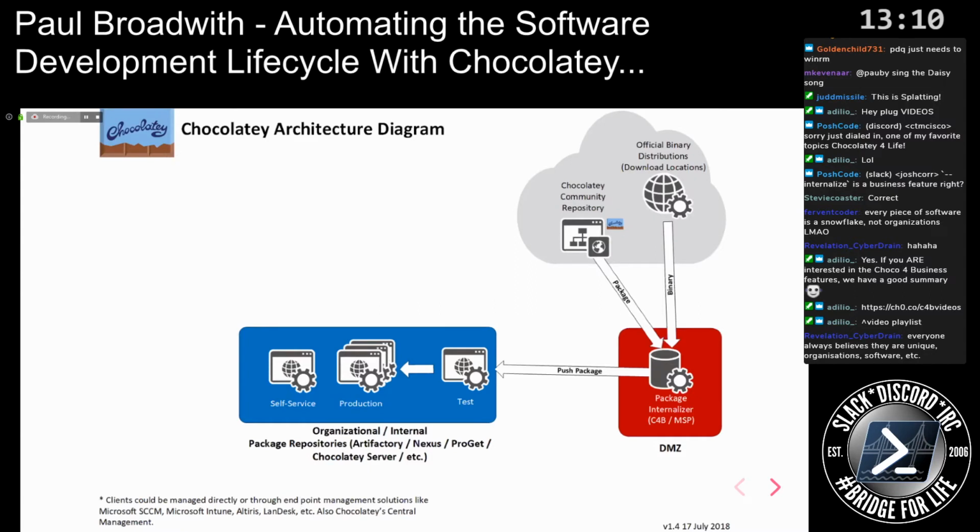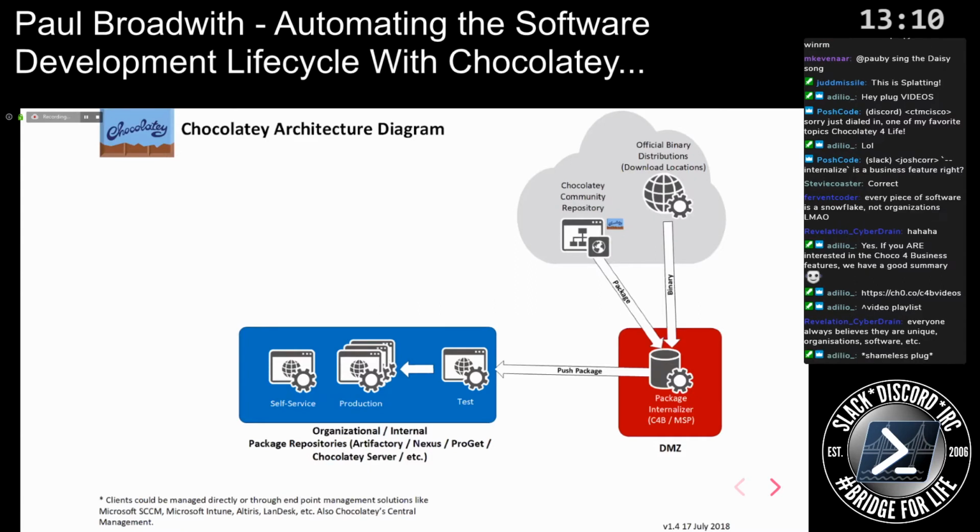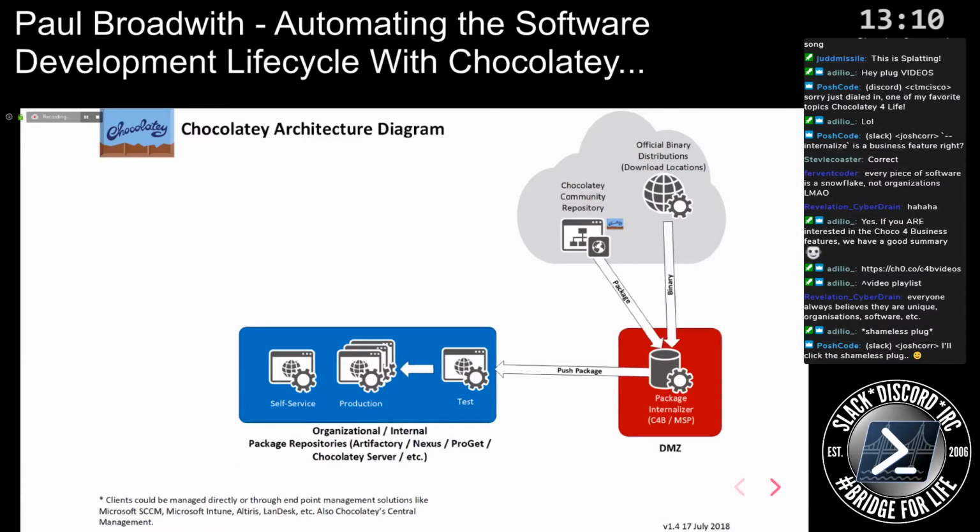And there, on the blue box at the bottom, we've got test and production. Self-service is part of production, but test and production is the important bit, because the package internalizer, if you follow the flow, will download the binary into the package. It'll be downloaded into the package internalizer. A package will be created. It'll push that package to test. The test, as you would probably imagine, tests the package. And as we're going to do here, we're just going to do a simple install and uninstall, really straightforward. But you can get much more complicated.